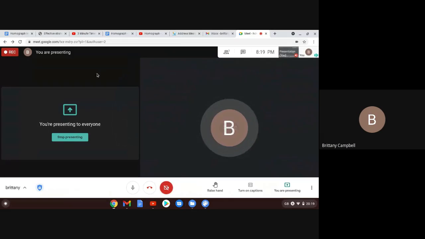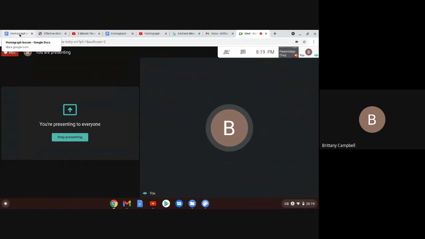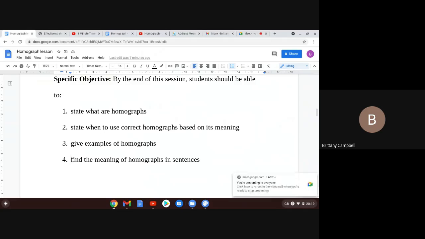All right, so we are about to take a look at our specific objectives before we get started. For today, we want to know what are homographs. So we're going to state what homographs are, state when to use correct homographs based on their meaning, give examples of homographs, and the final step is to find the meaning of homographs in sentences.